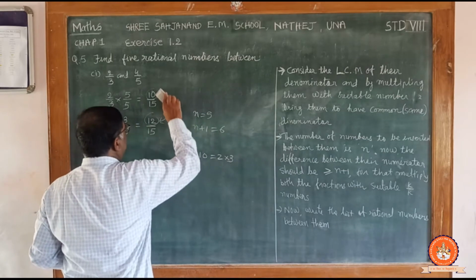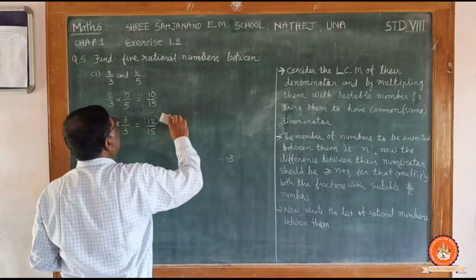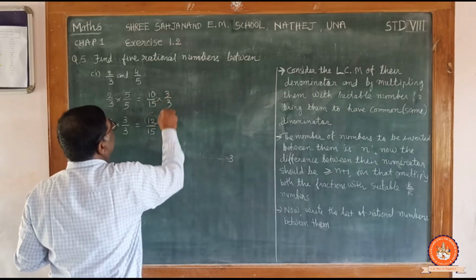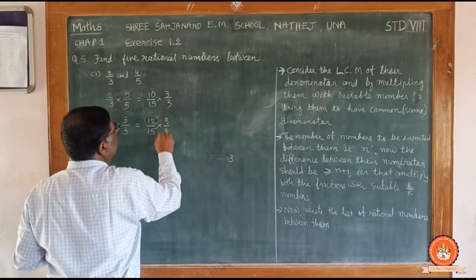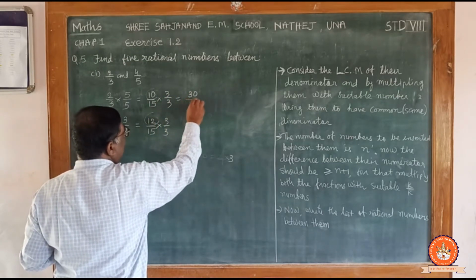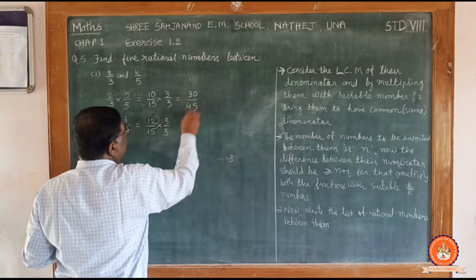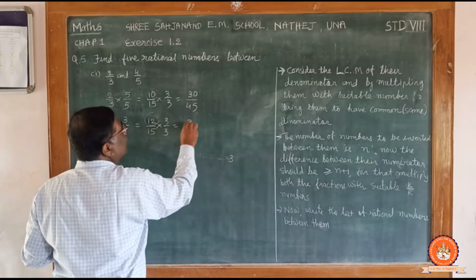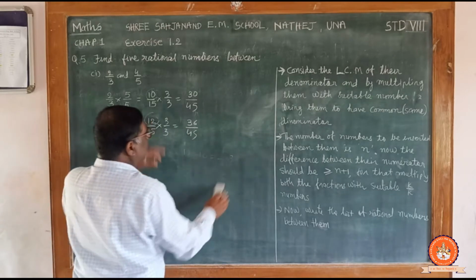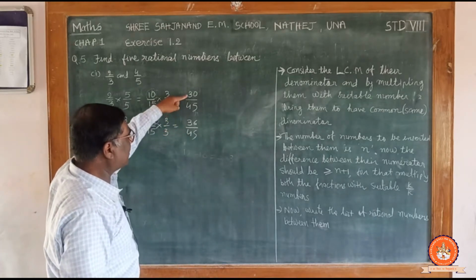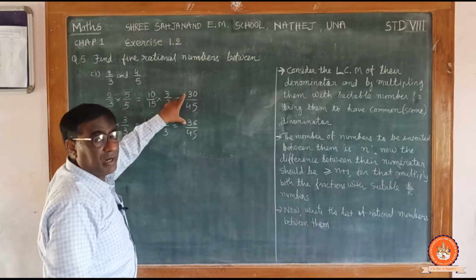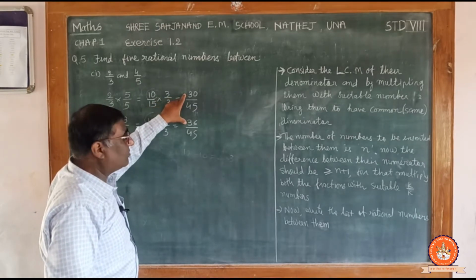So we have to multiply them by 3 upon 3. Also here 3 upon 3. So 10 3s are 30, 15 3s are 45. Here 12 3s are 36, 15 3s are 45. Now look at it. 36 minus 30 is 6. Now the difference between their numerators is 6.